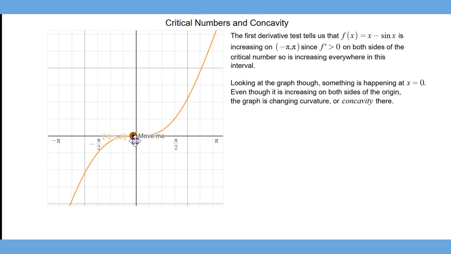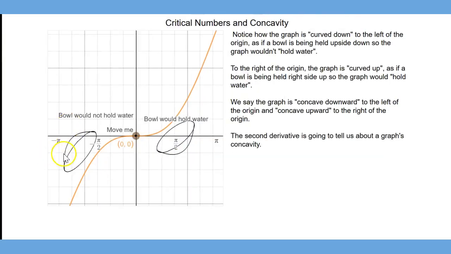So at that value of x equals 0, the graph's not turning around, but it is changing from being curved down, sort of, to the left of the y-axis, and then it curves up. So this critical number is where it's changing concavity. Another way of describing concavity is where the graph holds water. Is the graph curved such that it could hold water? To the left of the y-axis, where it's concave down, it's like an upside-down bowl. It's not going to hold water. And to the right of the y-axis, it would hold water.